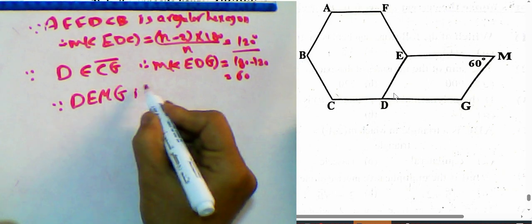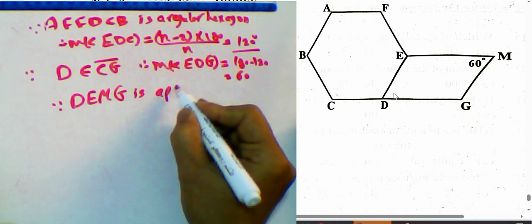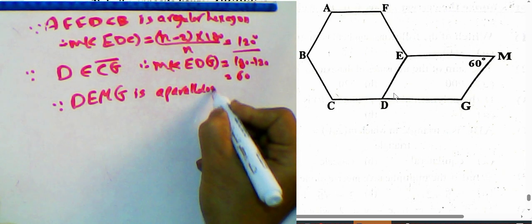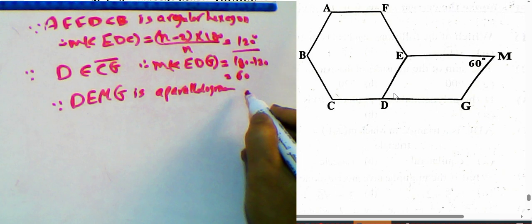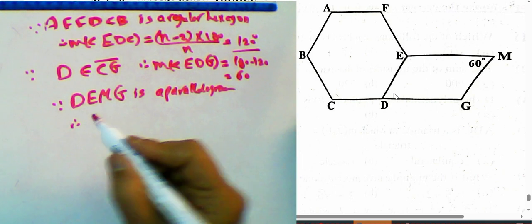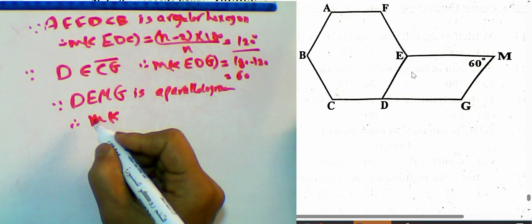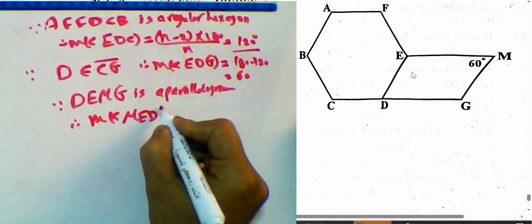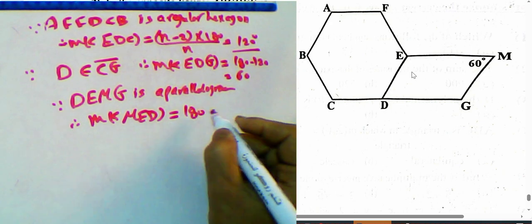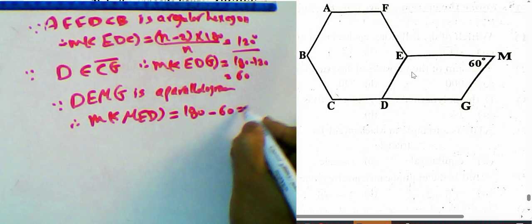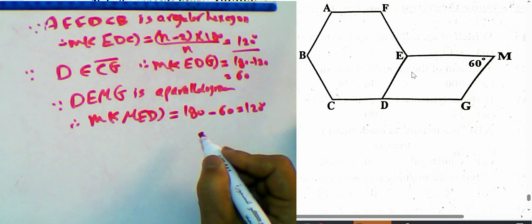And such that we have DEMG is a parallelogram. This parallelogram, then we know the properties of a parallelogram: each two adjacent angles, the sum of them equals 180. We call them supplementary angles. E and D will be 180. Then the measure of angle MED equals 180 subtract 60 equals 120 degrees.